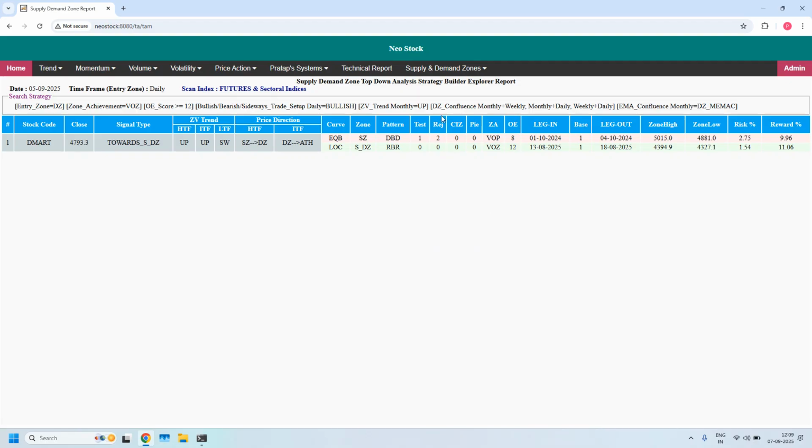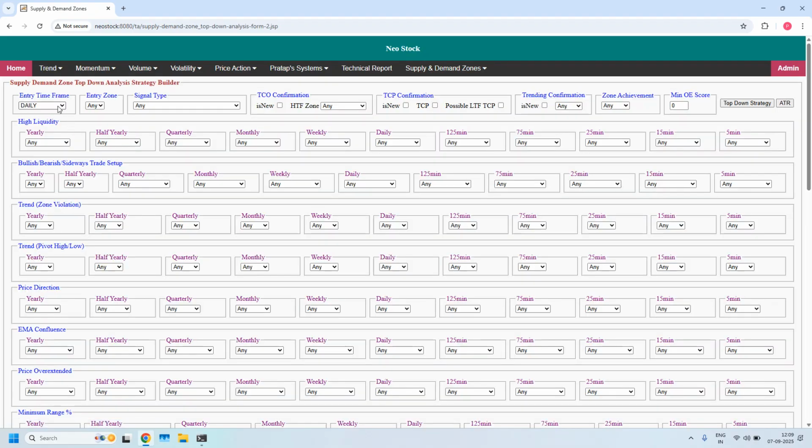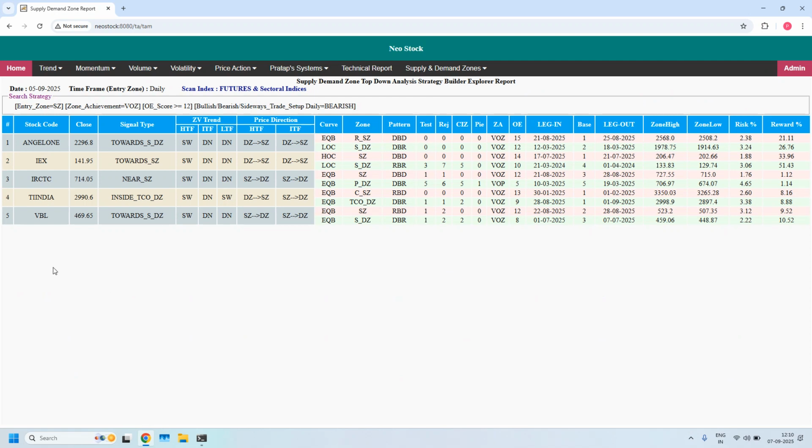Okay, next monthly income trade, bearish trade setup, entry time frame daily, entry zone, supply zone. Here bullish or bearish at daily, I am selecting bearish. Zone achievement violated opposing zone, minimum odd enhancer score 12. With these filters, we got 5 stocks supporting bearish trade setup for monthly income trade, and entry time frame zones are daily supply zones. So total we got 5 stocks.